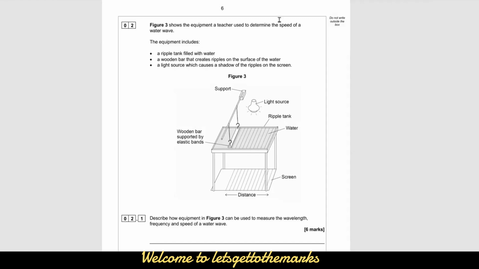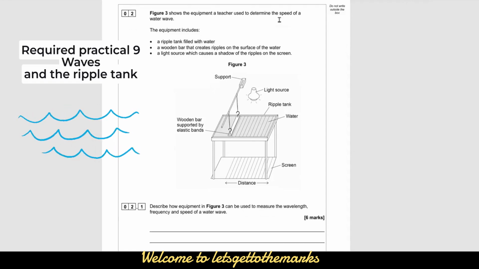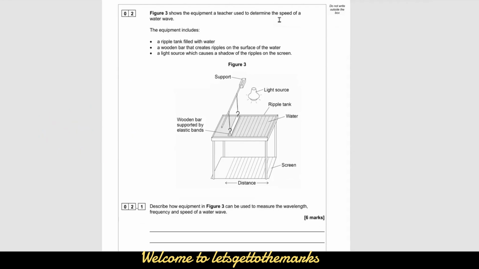Okay, question two. Figure three shows the equipment used. Let's read that again properly. Figure three shows the equipment a teacher used to determine the speed of a water wave. The equipment includes a ripple tank filled with water, a wooden bar that creates ripples on the surface of the water, a light source which causes a shadow of the ripples on the screen. The screen's down here, so we get shadows down there.